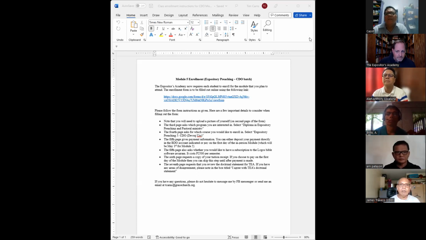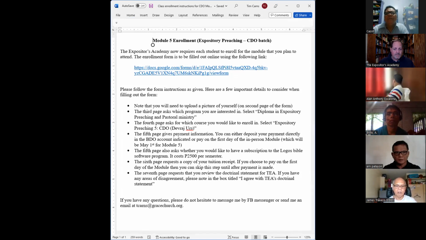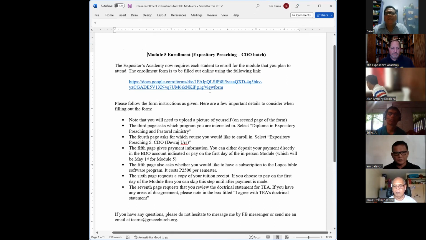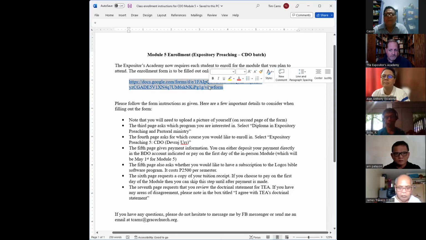Okay, let me blow this up. So again, I sent this to you. So you have these written instructions in the Facebook Messenger. I'm not going to go through all of these details here, but I've just noted a few important things. This form is online, so you'll fill it out online. In fact, I'll pull the form up, and we'll just look at it together briefly here.